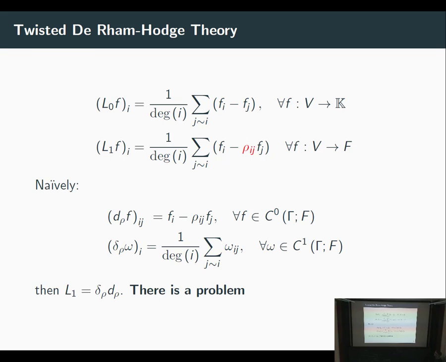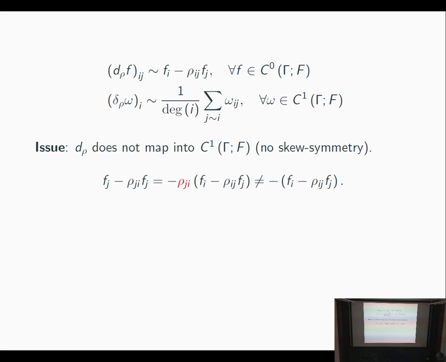And that's really how we would like to define our differentials. So this is the twisted differential, and this is the corresponding divergence, and the Laplacian is the composition of the two. There is a slight problem in that this doesn't respect the skew symmetry that we requested. So these are the proposed operators, but d rho is not skew symmetric.